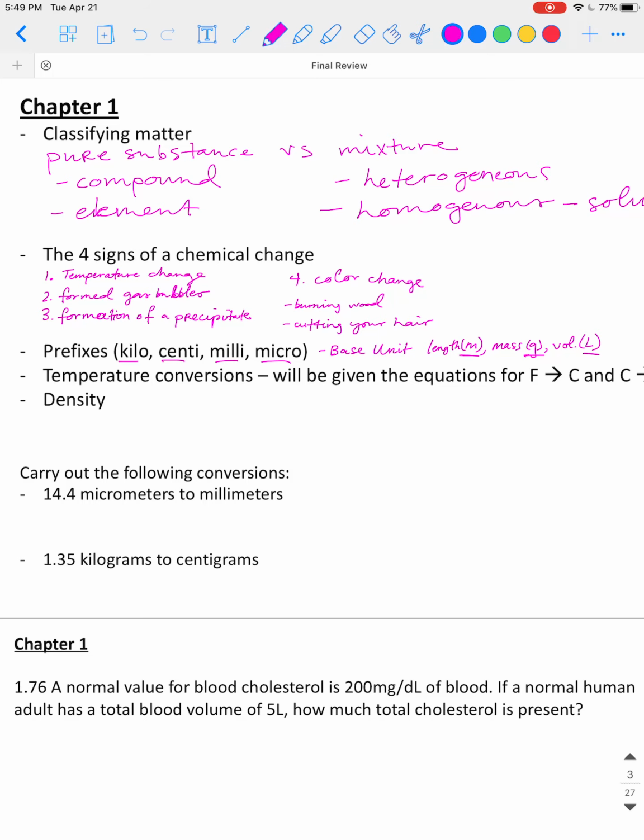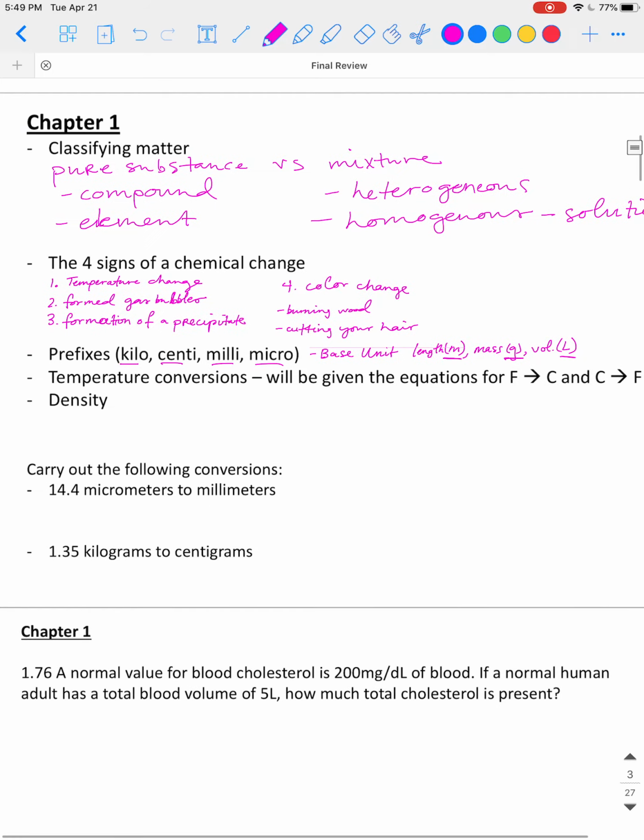Kilo makes a unit bigger by 1,000. Centi, milli, and micro, those prefixes make these units meter, gram, and liter smaller. Okay, a centimeter is smaller than a meter, so on and so forth.